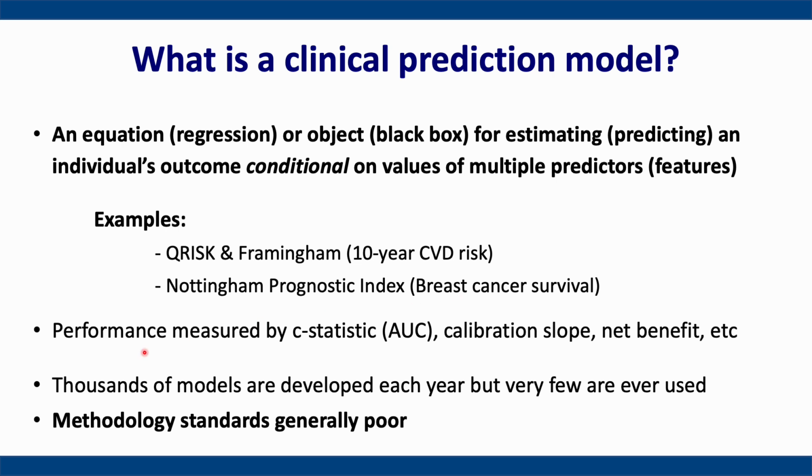Such models are producing predictions, and therefore their performance needs to be assessed in terms of their predictive accuracy. This can be examined by things like the C-statistic, the area under the curve, the calibration curve or calibration slope, clinical utility such as net benefit, and so forth. There are thousands of prediction models developed each year in the medical literature. Very few are actually used, and that's because methodology standards are generally poor in the way that the models are produced and evaluated.